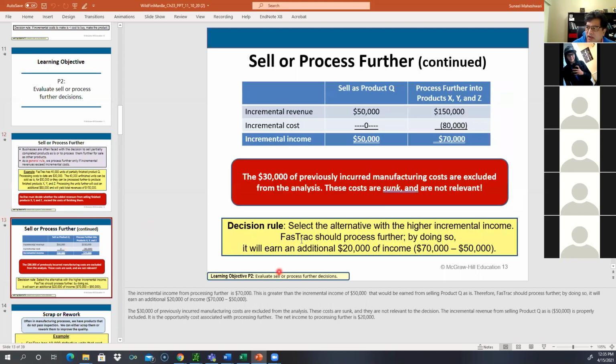So if you sell the product as it is, you've got an incremental revenue that is the difference between this and this, right? And you've got an incremental cost. So the difference is the incremental income.